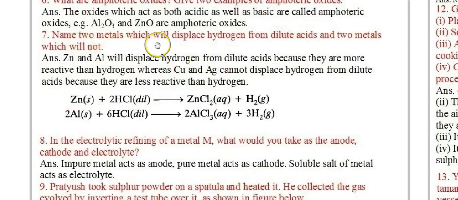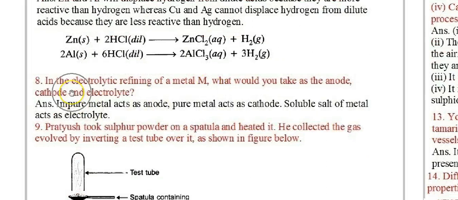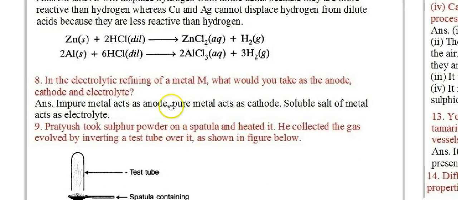Then name two metals which will displace hydrogen from dilute acids and two metals which will not. As we find here, zinc and aluminium. In the electrolytic refining of a metal M, what would you take as anode, cathode and electrolyte? Remember, always the impure metal is taken as the anode.